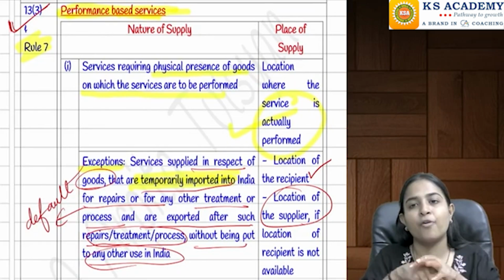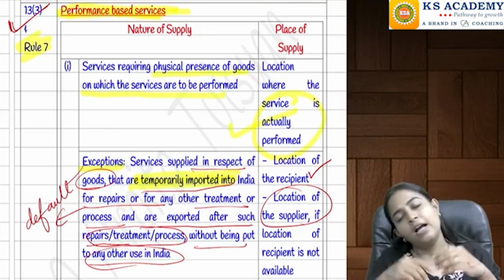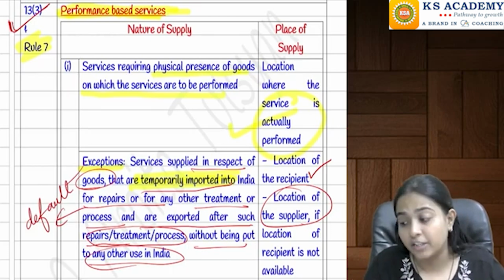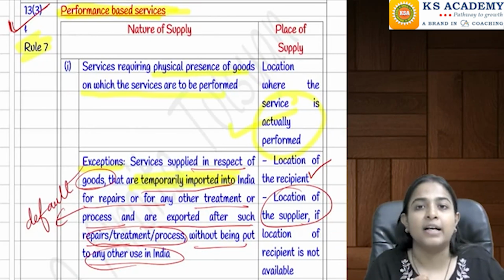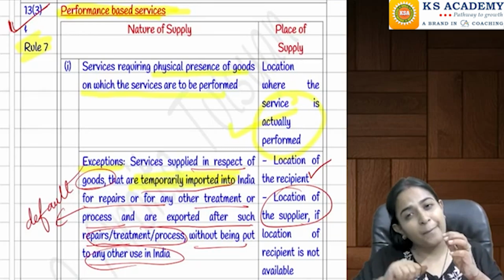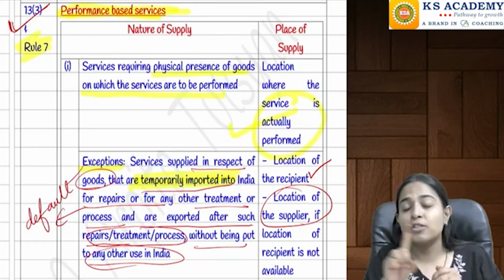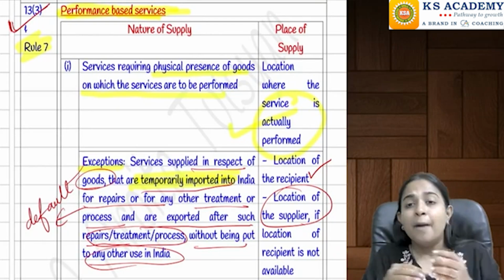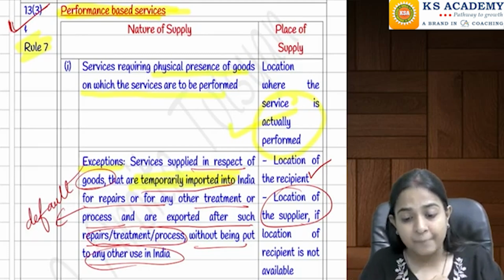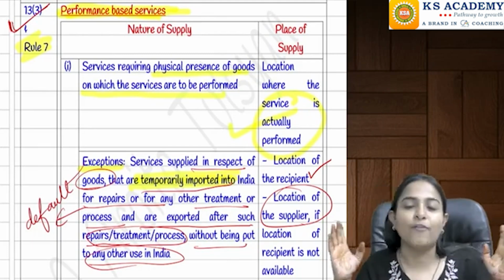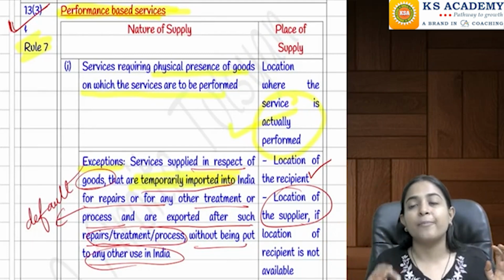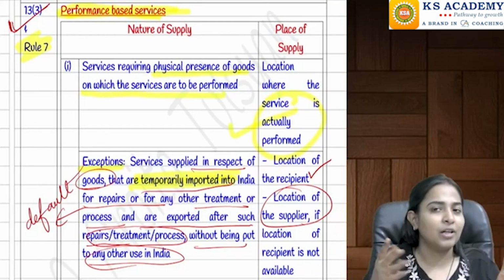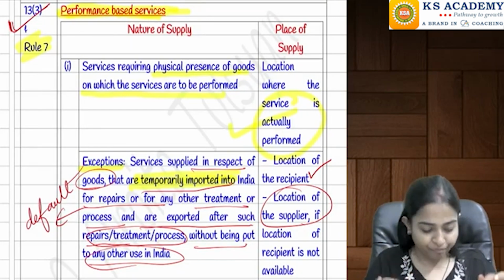Okay, if suppose the service has been performed here in India by bringing the goods here in India, then the place of supply will be India. But there was an exception here. Let's say you are importing some goods into the country. For what purpose? For doing repair on it or for doing some process on it, and it is not going to be used in India. Rather, you are going to send it back immediately after repair or process. Means it is going to come into India temporarily. In such a case, go with the by default provision. Go with the by default provision means the place of supply will be the location of the recipient if available. If recipient location is not available, then only the location of supplier of service by default provision.